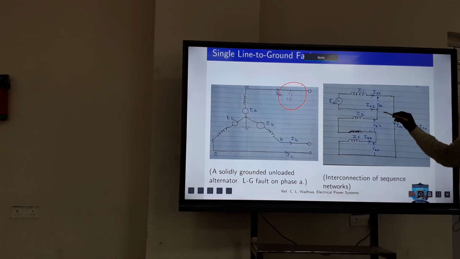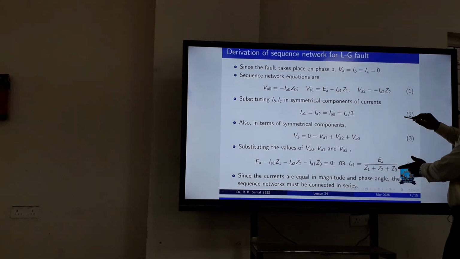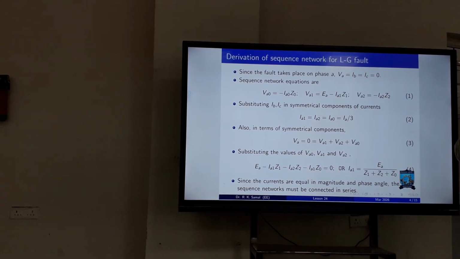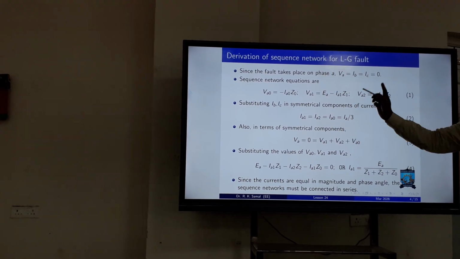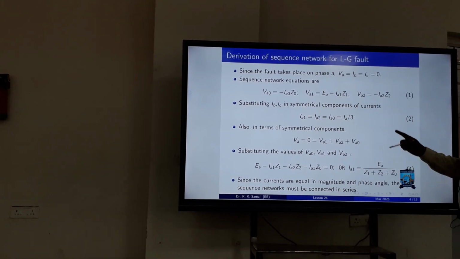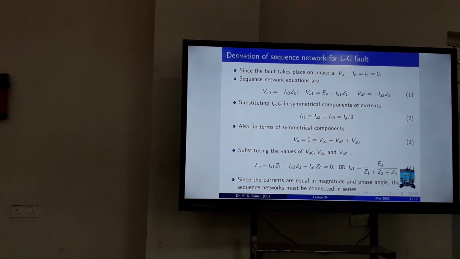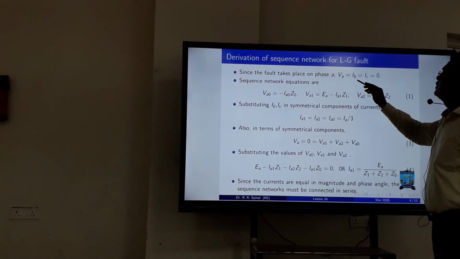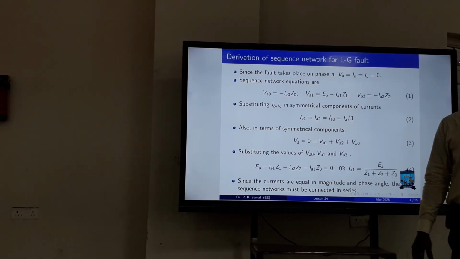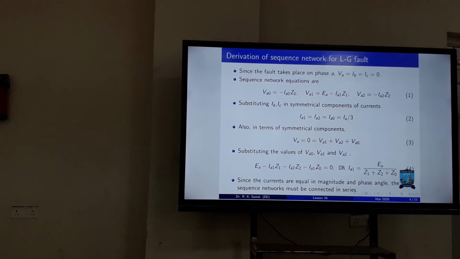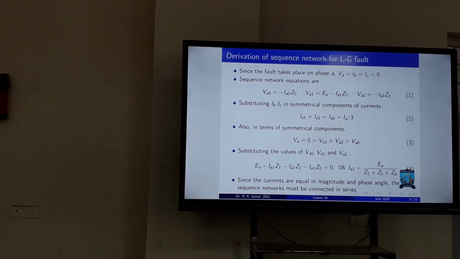Okay, this is clear. Now we'll see why it is so, why we connect the three networks in series. So this is the analysis of the fault. The network on the left side that you saw, no need to write. Since the fault is on phase A, VA is 0, and IB and IC are also 0, unloaded. We are considering, suppose, unloaded. IB and IC will be 0 because the fault is occurring on the A phase only.